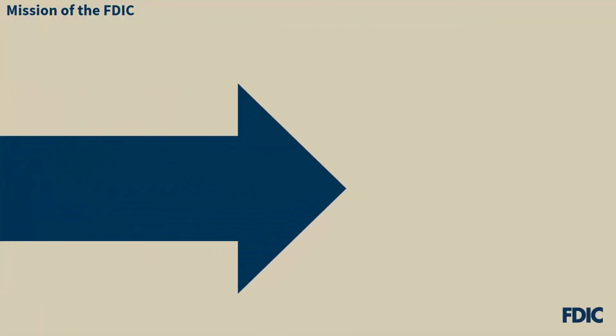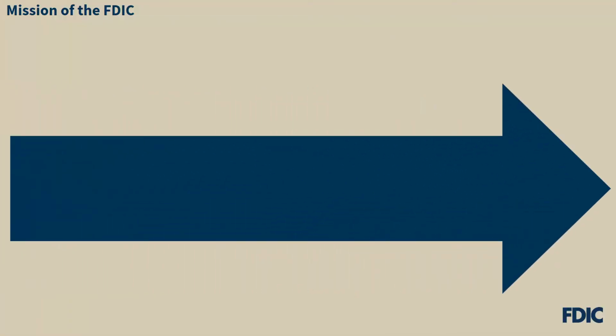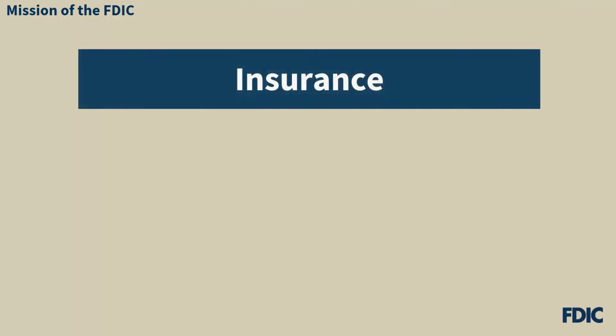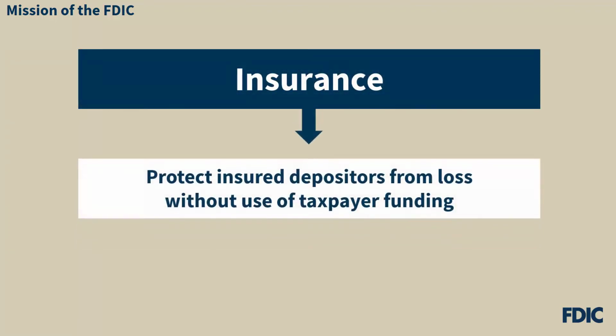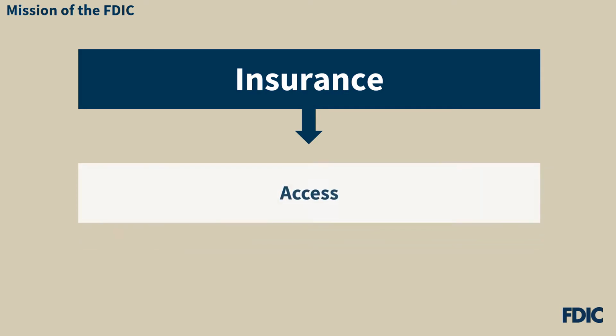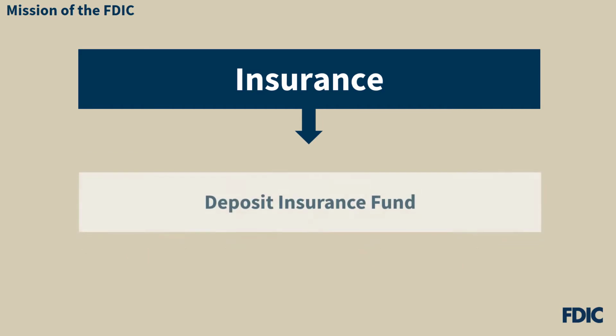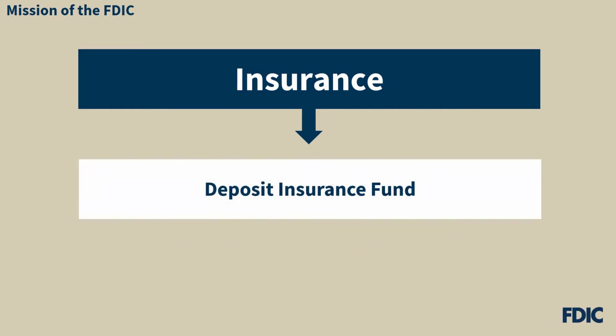To carry out our mission, the FDIC has 3 programs: insurance, supervision, and receivership management. With respect to insurance, the goal is to make certain that insured deposits are protected from loss without the use of taxpayer funding. Under the insurance program, the FDIC provides depositors with timely access to insured funds and financial services when a bank fails. We also oversee the Deposit Insurance Fund, or DIF, which is funded through assessments on banks as well as investment income on the balance of the fund.